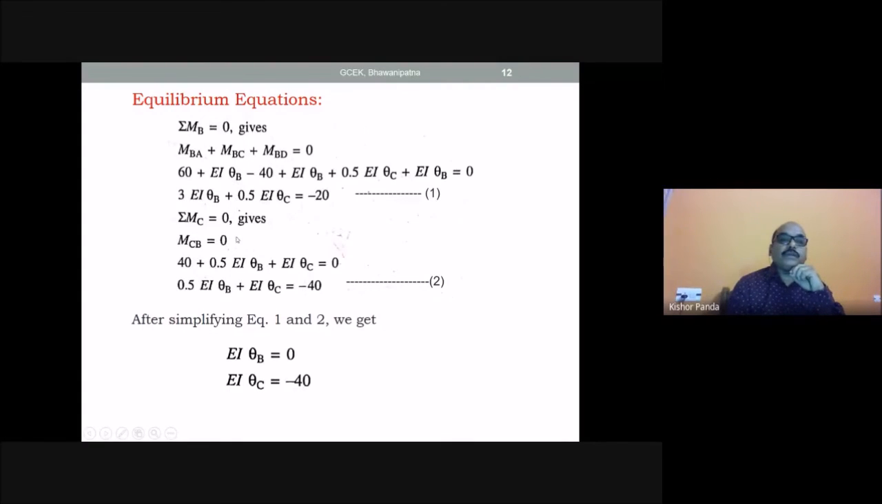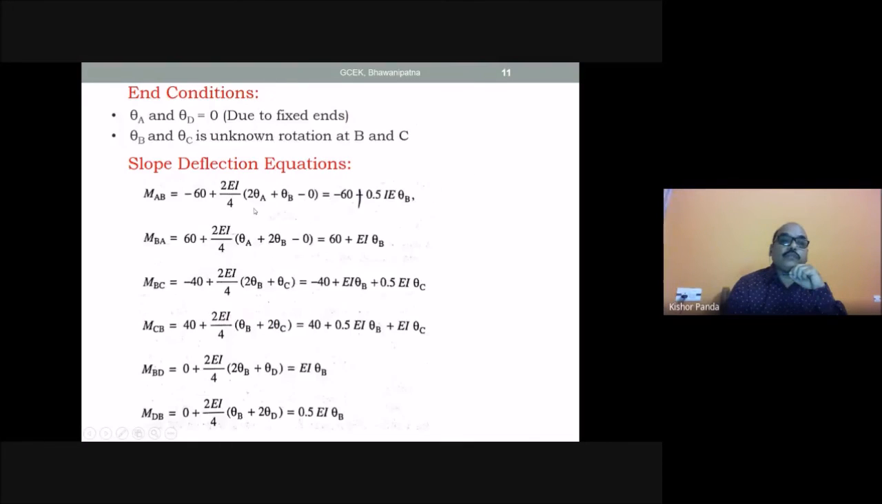After simplifying these two equations, we will find out EI theta B and EI theta C. So here EI theta B is equal to 0 after simplification, and EI theta C is equal to minus 40. Then what you have to do? You have to put EI theta B and EI theta C in the slope deflection equation.